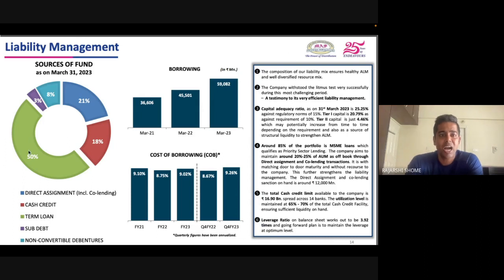And of course, what are the sources of funds? Now they don't have a CASA franchise, they don't have current account and savings account like a bank. So basically what they do is they take term loans from banks, they take debt, they issue bonds, right? And bonds are nothing but non-convertible debentures, and also direct assignments, including co-lending.